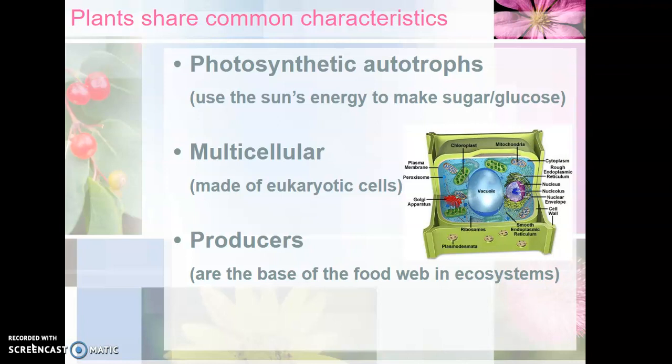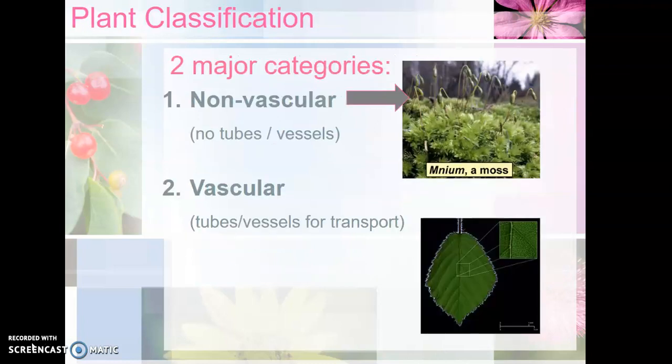Auto means self, troph means feed, so an autotroph is a self-feeder. Plants are multicellular. They are made of many eukaryotic cells. U is do. Eukaryotic cells do have DNA enclosed in a nucleus. Plants are also producers. They are the base of the food web. They produce food for the rest of the organisms in an ecosystem.